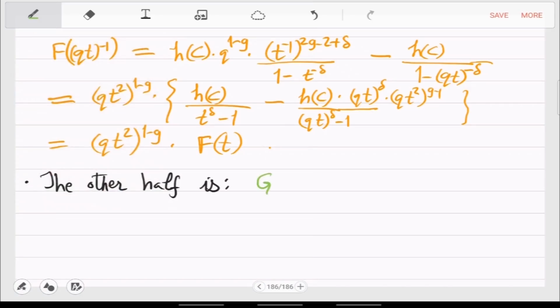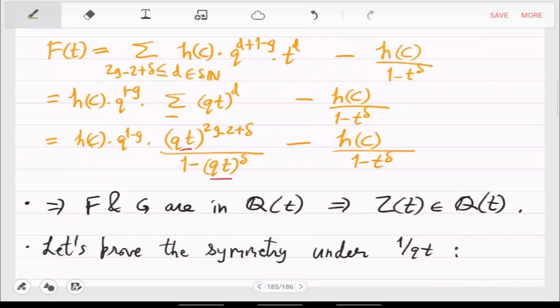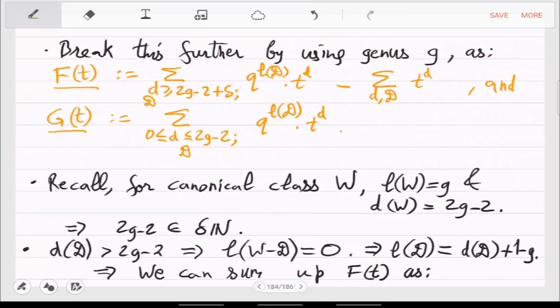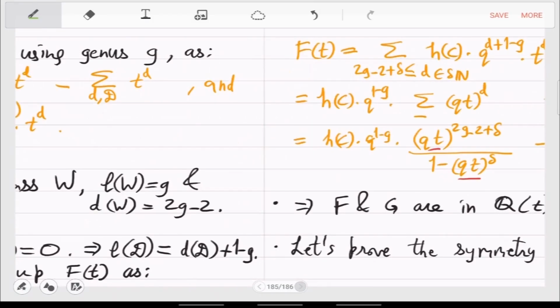Is G of qt inverse. So where is G? G we never studied. G was the finite part, right? Low degree, so Riemann-Roch is not, I mean, Riemann's theorem is inexact here. So we don't really know how this L dimension behaves, but we can still just substitute 1 over qt and see what happens.